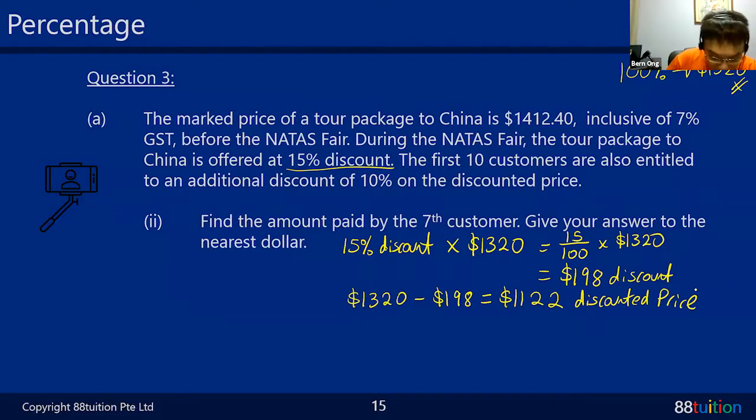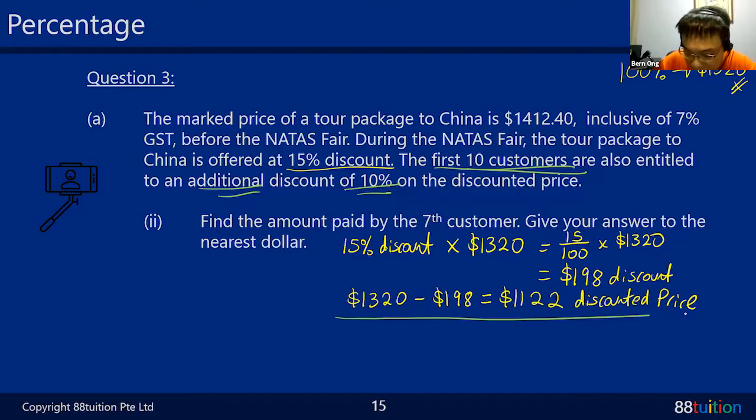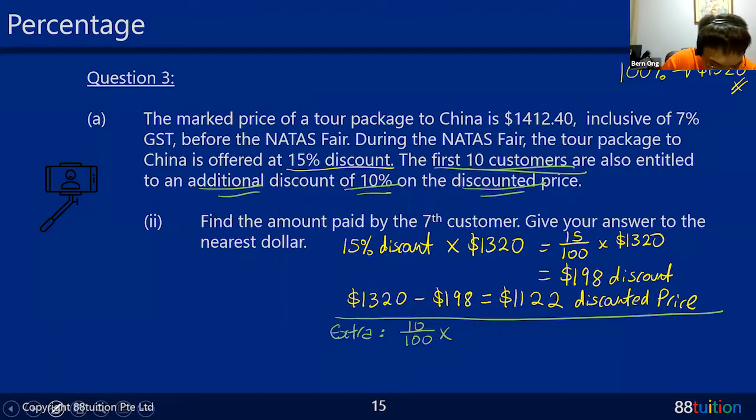The next level, the question says that I'm one of the first 10 customers. I am the 7th customer. What happened? They say that I got an additional 10%, nice. The 10% is on the discounted price. Let's go and find this additional 10%. Additional 10% means the extra 10% represents 10 over 100 times the discounted price, which is your 1122. Can you see?